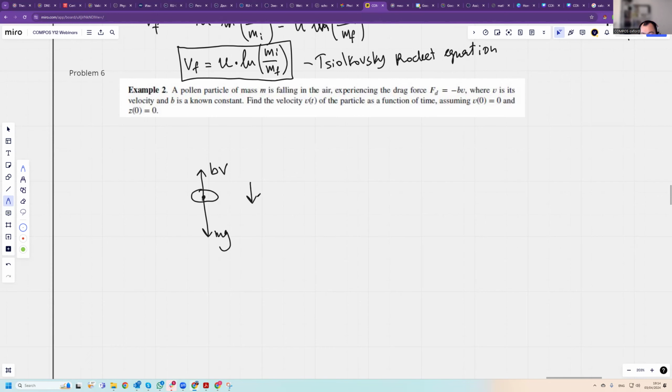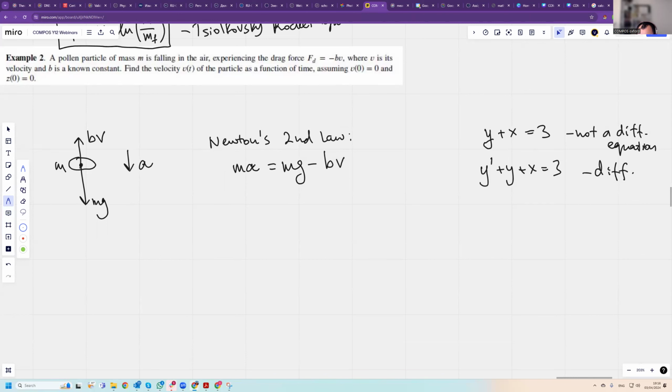A differential equation is an equation like this: derivative of y plus x equals 3. That's a differential equation because it contains a derivative. We won't write v as a derivative of x, but a is a derivative of v. So m dv/dt, because a is a derivative of v, equals mg minus bv.